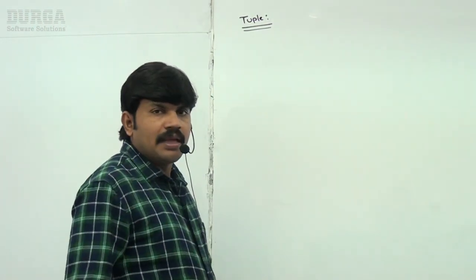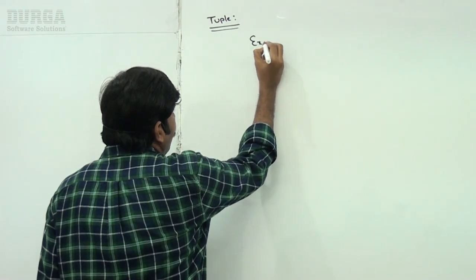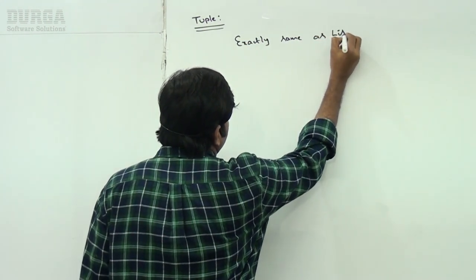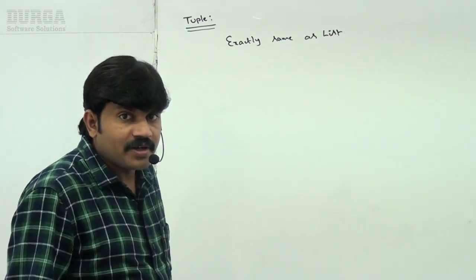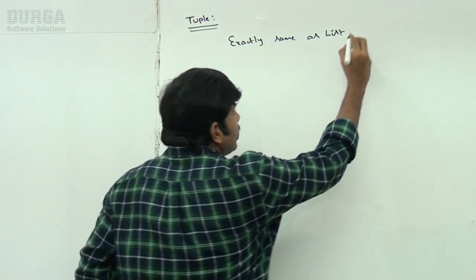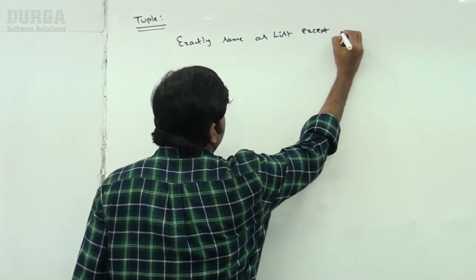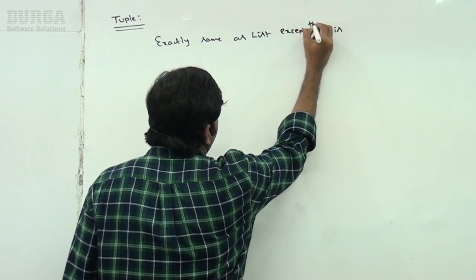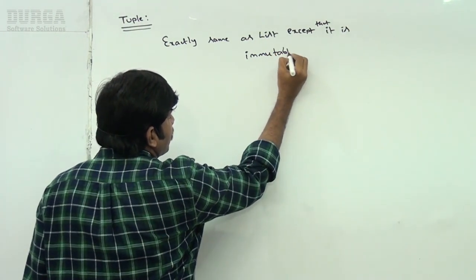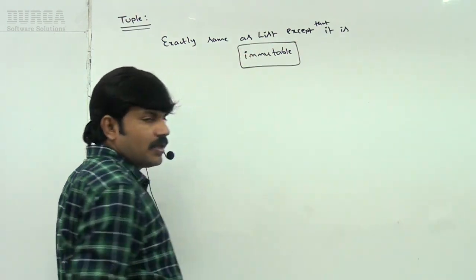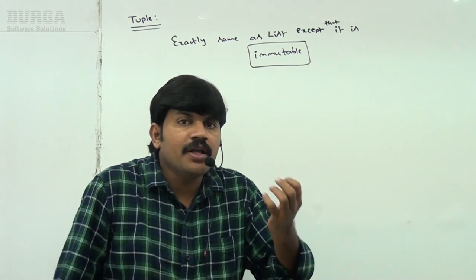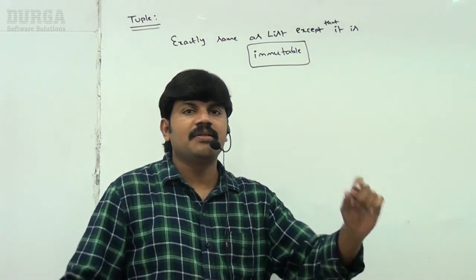Now, tuple is exactly the same as list. All properties are exactly the same as list. But where is the difference? Only one word is the difference. It is exactly the same as list, except that it is immutable. Remember this. Once we create a tuple object, we can't perform any changes in that object.